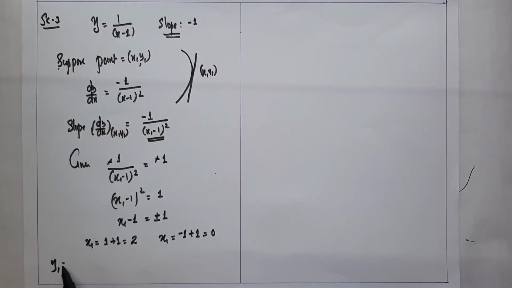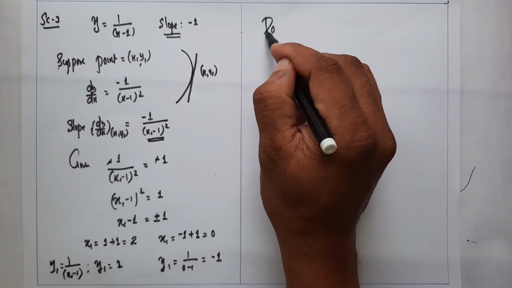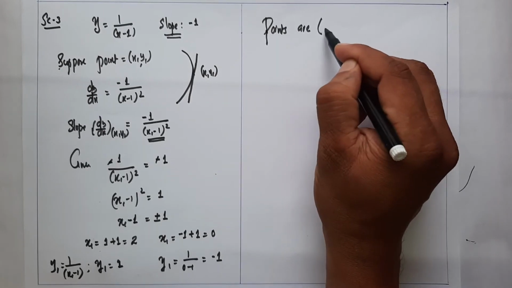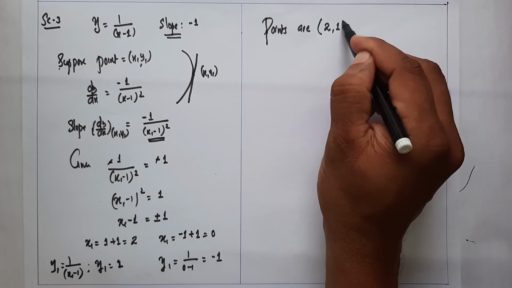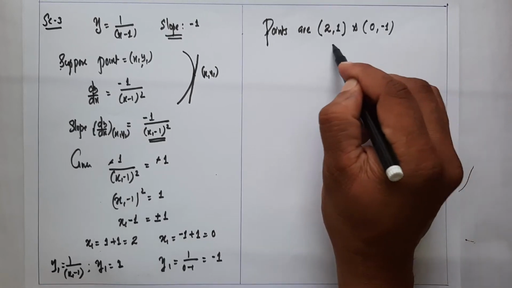Now y1 is equal to 1 divided by x1 minus 1. Therefore when x1 is equal to 2, y1 is equal to 1 by 2 minus 1, and 2 minus 1 is 1, so 1 by 1 is 1. And when x1 is equal to 0, y1 is equal to 1 by 0 minus 1, that is 1 by minus 1, the answer is minus 1. And therefore the required points are: x coordinate is 2 and the corresponding y coordinate is 1, and the second is 0, minus 1. That's all.